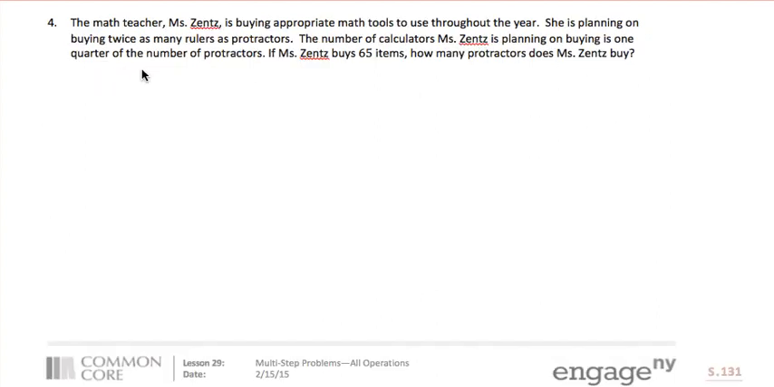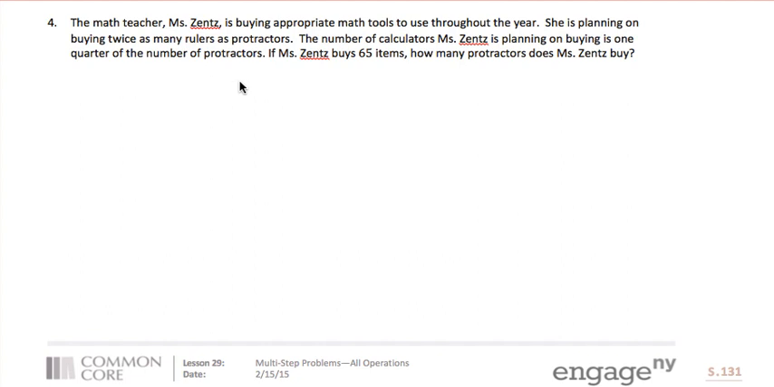In our final exercise, the math teacher, Ms. Zentz, is buying appropriate math tools to use throughout the year. So she's planning on buying twice as many rulers as protractors, and the number of calculators she is planning on buying is 1/4 the number of protractors. If Ms. Zentz buys 65 items, how many protractors does Ms. Zentz buy?